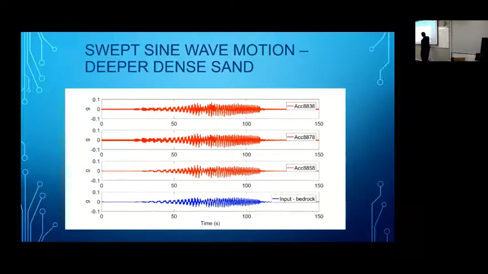Now, the first thing we did was to apply a sine sweep motion at the bedrock level and see what's happening in the sand. Obviously, not much is happening in the sand because it just does the same thing. Here, the input motion is changing frequencies as we go from left to right, increasing frequencies.